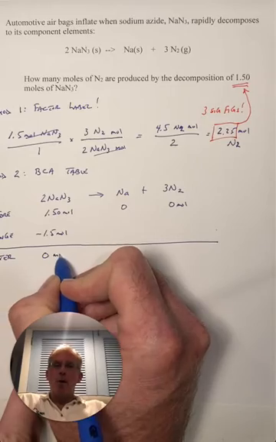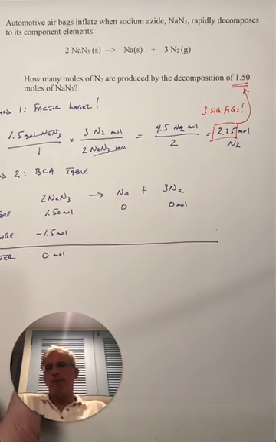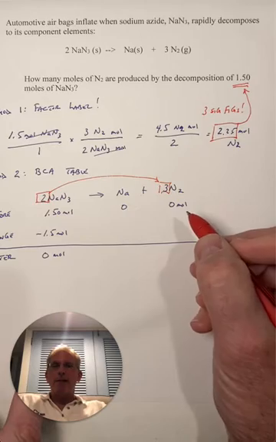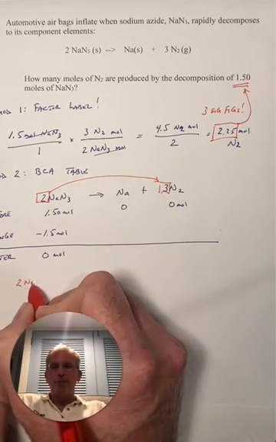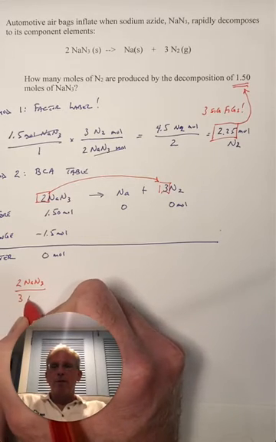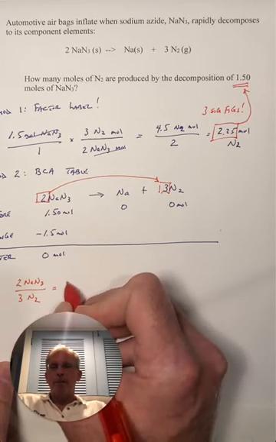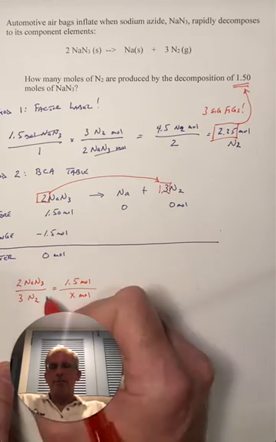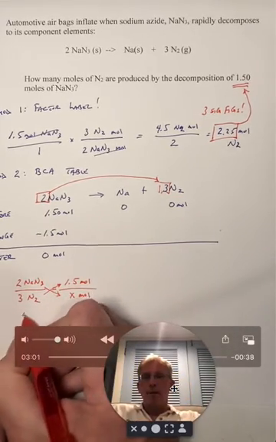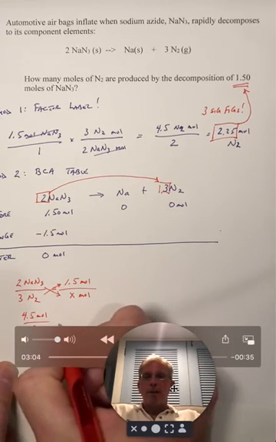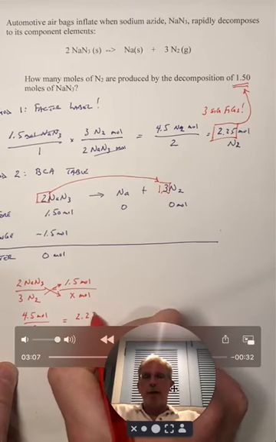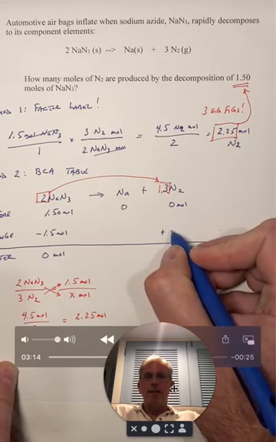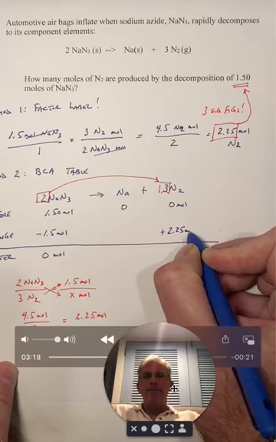And then I want to get rid of all my moles of sodium azide, so I'm going to subtract the 1.5 moles. Now, I need a ratio. 2 moles of sodium azide become 3 moles of nitrogen. So I'm going to set that up as a ratio. 2 moles of sodium azide go to 3 moles of nitrogen gas. And on the other side, I'm going to put in that I started with 1.5 moles, and I need to know what X moles is. So if I cross multiply, I get 4.5 moles over 2, and that gives me 2.25 moles of the nitrogen gas. And that is my change.